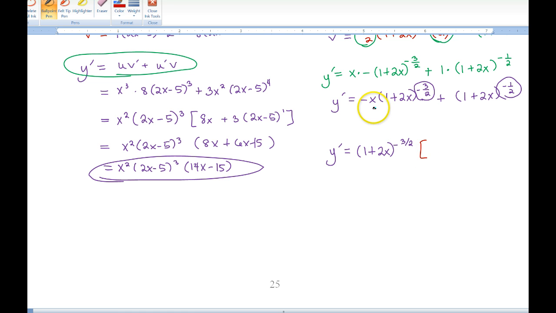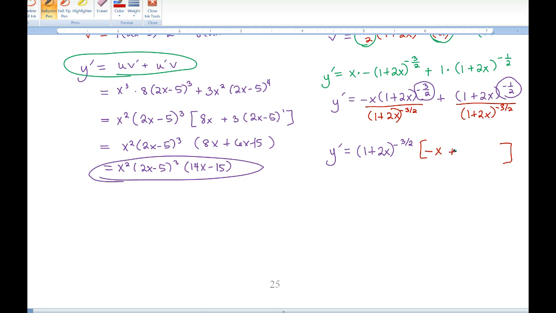So again, factoring out is really dividing. So I'm dividing by what I'm factoring out of both parts. So if it helps you to write out this extra step to see what we have left over. Well, in this first one, the 1 plus 2x to the -3/2 cancels completely, so we're just left with the negative x.